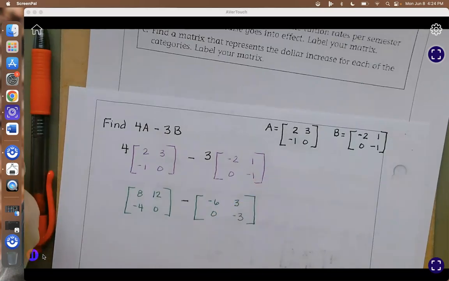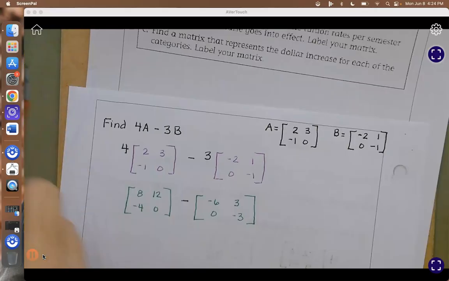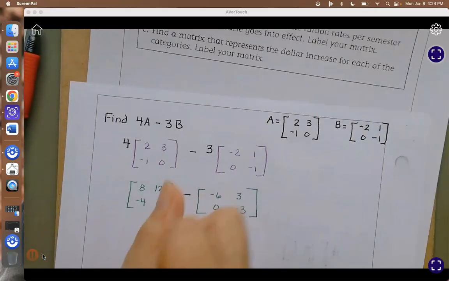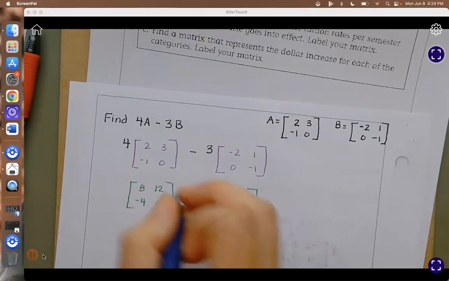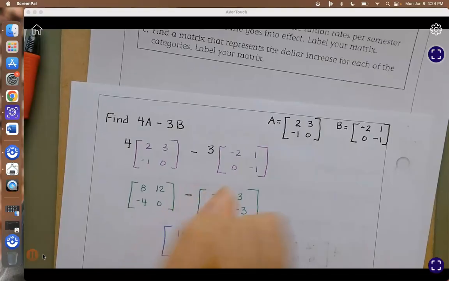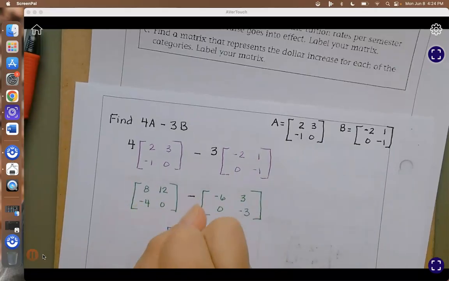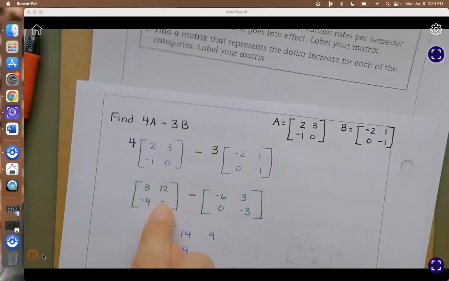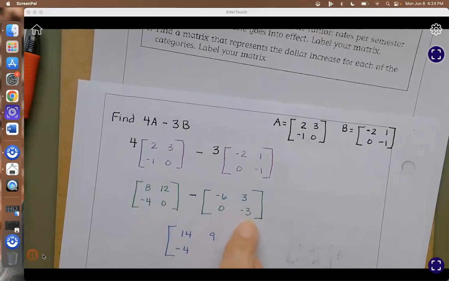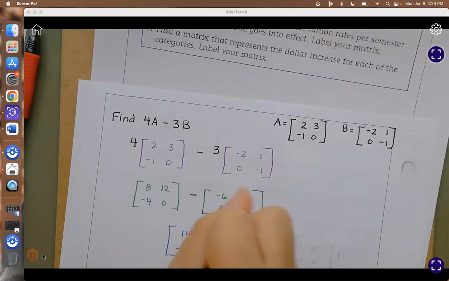Now we do our subtraction. So when I do the subtraction, 8 minus a negative, so this changes this to a positive, so that is now 14. 12 minus 3 is 9. Negative 4 minus 0 is negative 4. 0 minus negative 3, so that changes that to a positive 3. So that will be 3. And that, my friends, is my answer.